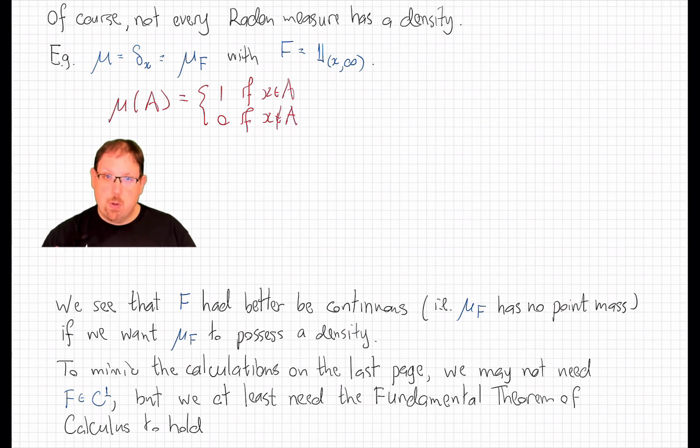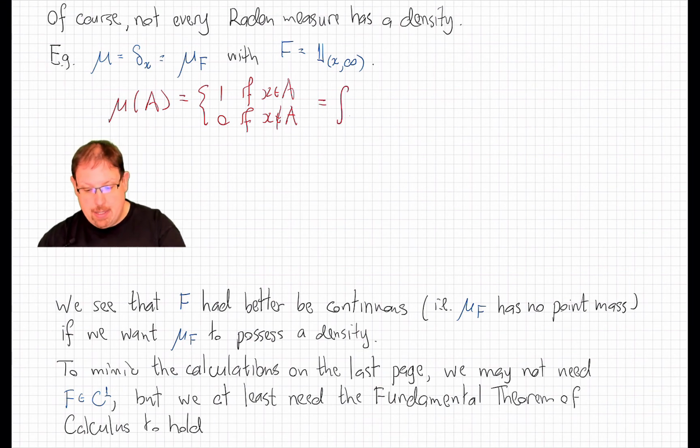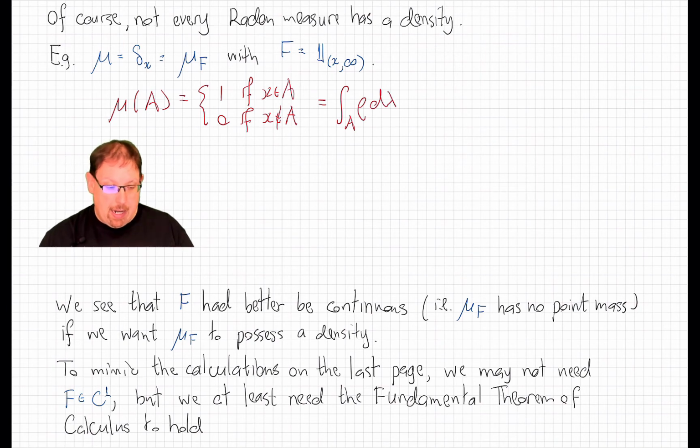Now, suppose we wanted that measure to have a density with respect to Lebesgue measure. Suppose we wanted to be able to write that as the integral over A of rho d lambda for any set A that is, say, Borel measurable, where lambda makes sense. Let's see if we can suss out what that density function rho ought to look like.